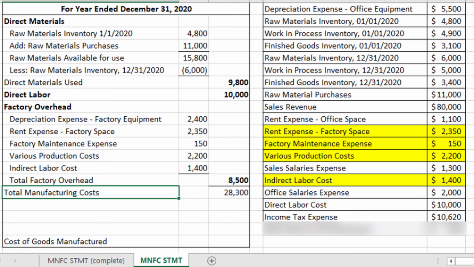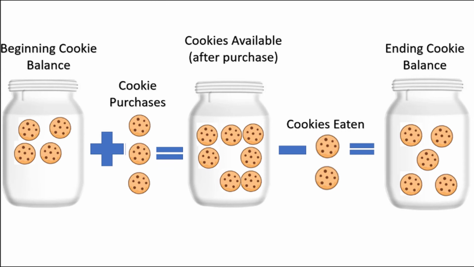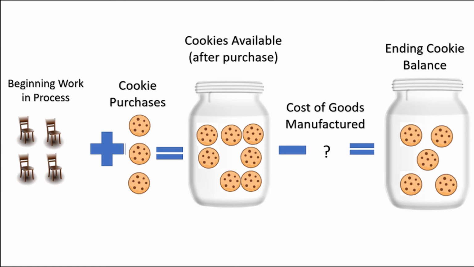total cost. So what better place to turn than back to our cookie jar? The exact same idea applies. We want to find the cost of goods manufactured, which is the cost of the goods finished in that period. This takes the place of the cookies eaten, which is our unknown. The beginning cookie balance turns into the beginning work in process.